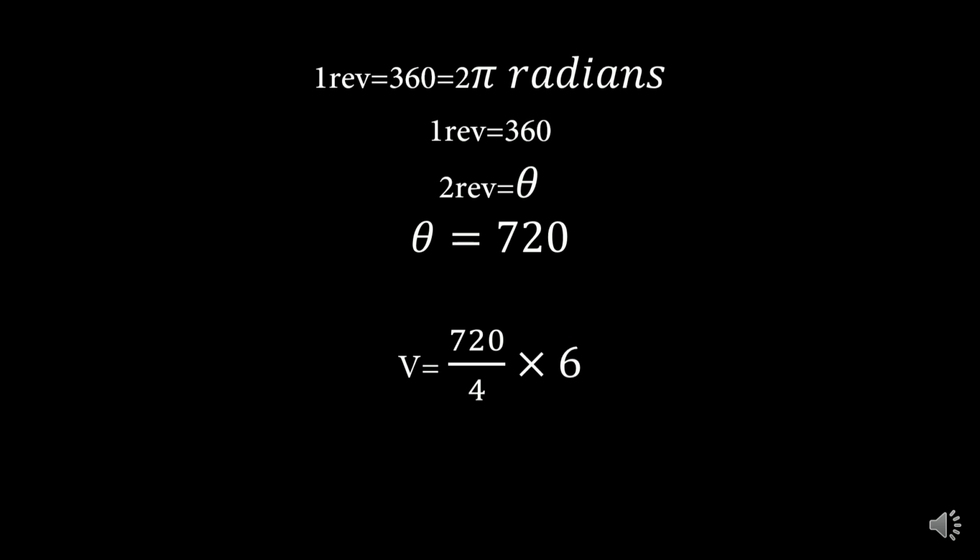So we just insert all the parameters inside the formula. That is, v is equal to 720, which is our theta, over 4, which is our time, times your radius, which is 6. Then you get v is equal to 1080 meters per second.